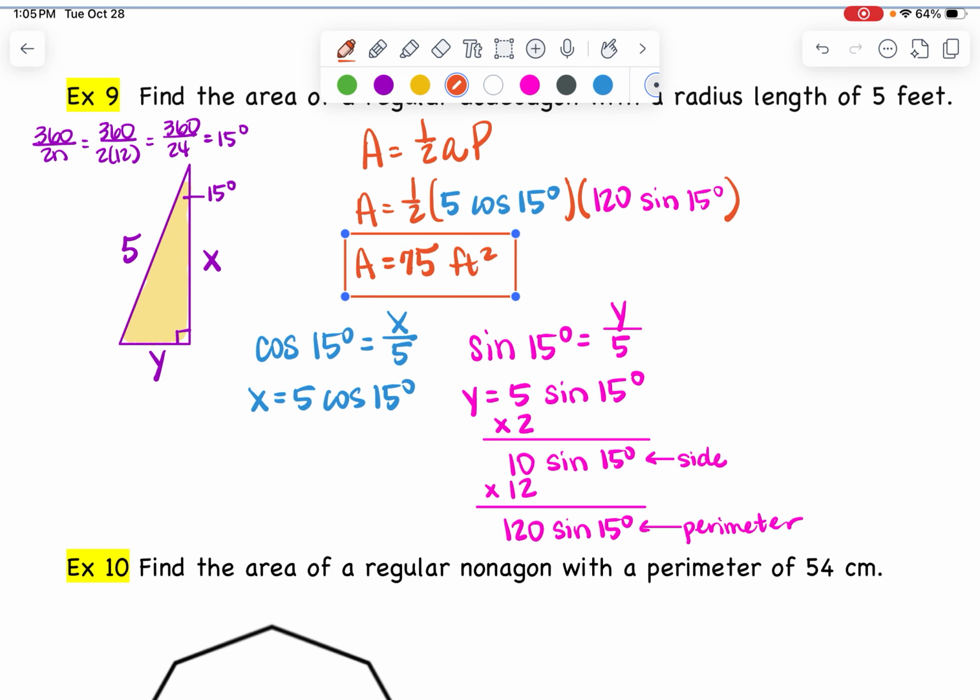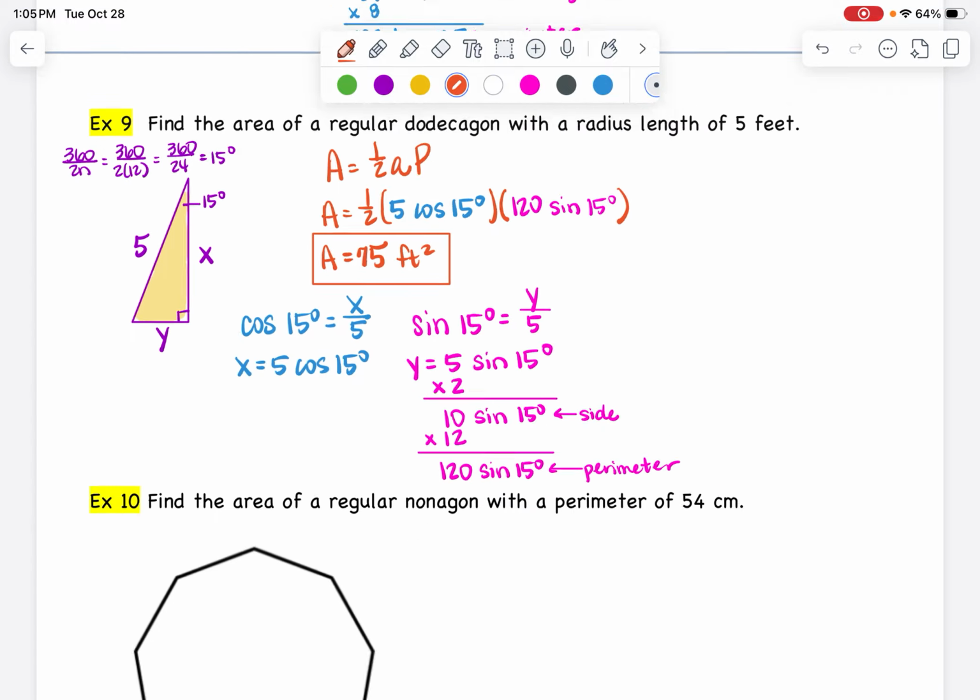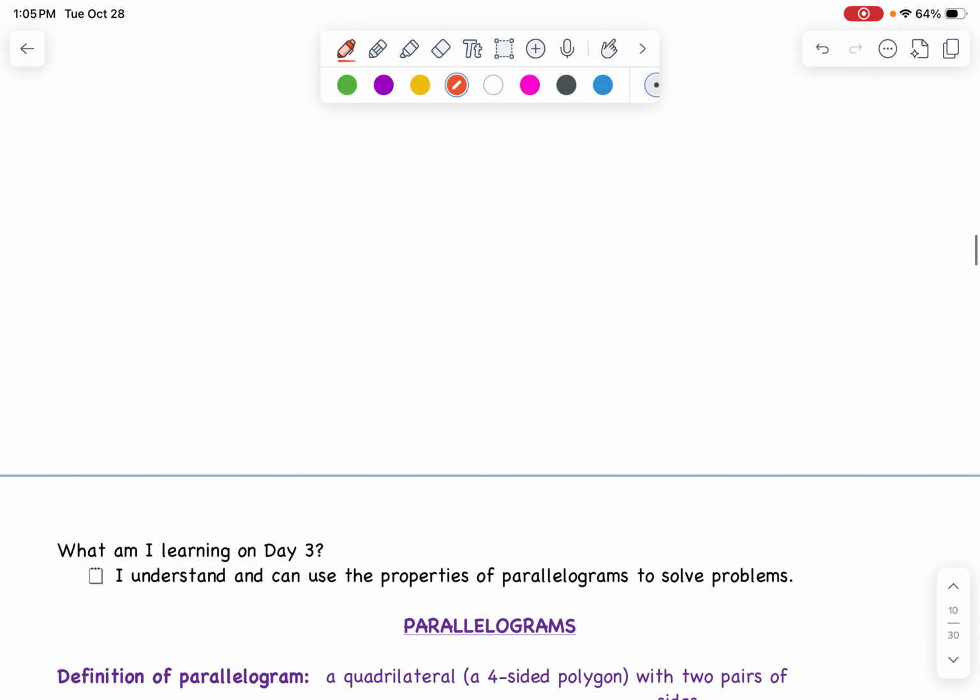When you get to pre-cal, you'll learn about half angles, since 15 degrees is half of a 30. You'll learn about half angles with trigonometry, and you'll understand why that happened. Anyway, it's an exact answer. Yay. All right, I'm doing one more.